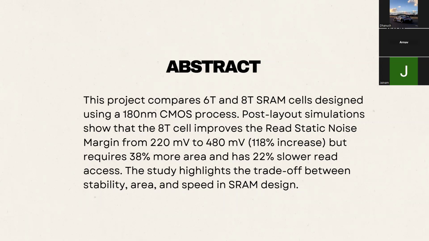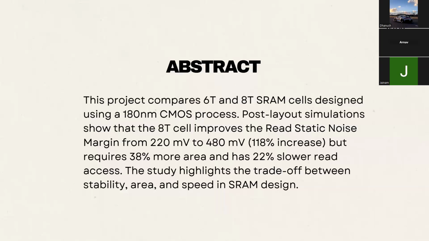After layout simulations, we found that the 8T cell improved read static noise margin from 220 millivolt to 480 millivolt, which is a 118% improvement in stability. However, it came at a cost. The 8T design used 38% more area and was 22% slower in read access compared to 6T cells.